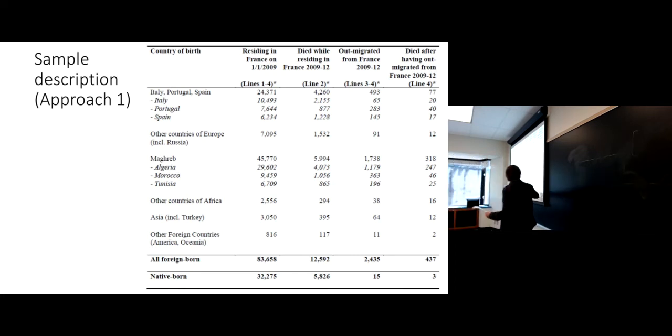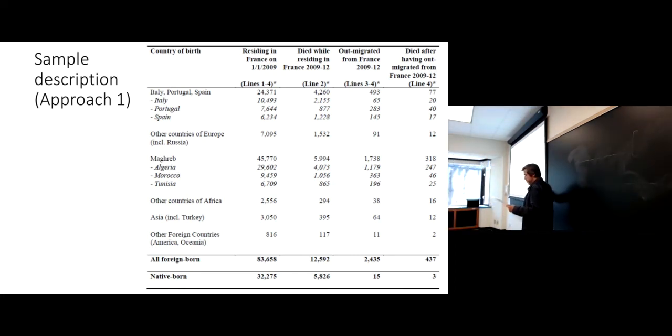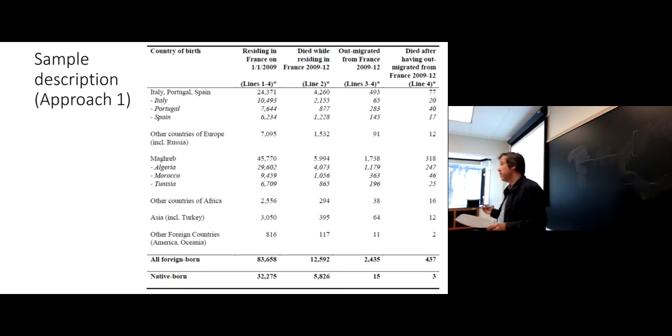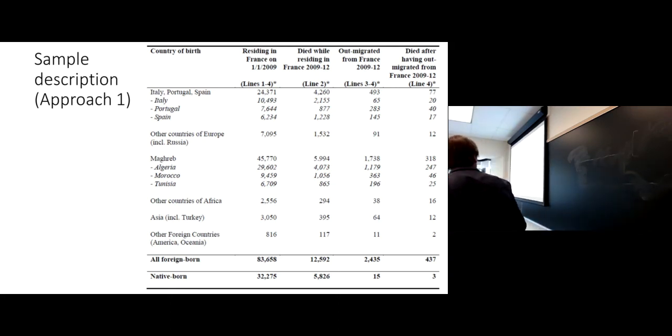And out of these people who returned, 437 died during the observation period. So that's 18% of those who returned. 18% of those who returned died. That's not a huge sample, but that's what we're going to be working with.